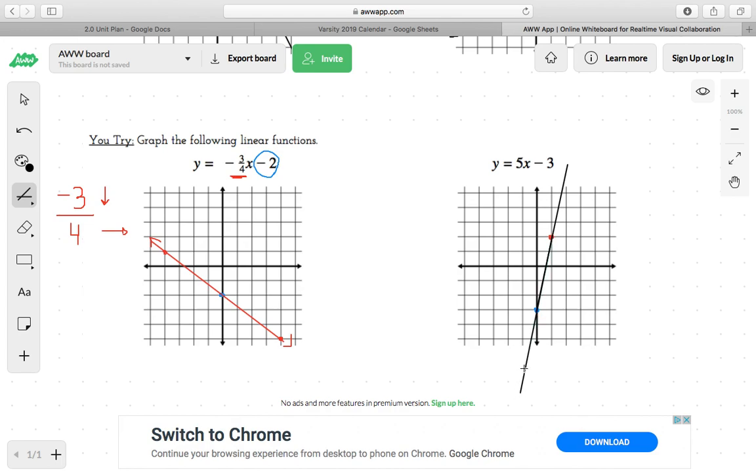and we can extend it through. And I'm going to add arrows. And then looking at this, my line is increasing, which is good because my slope is positive, so it is going up as I go from left to right. So now you guys get to practice on your own.